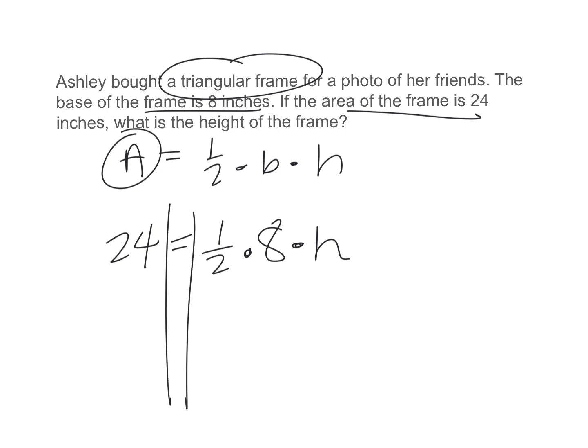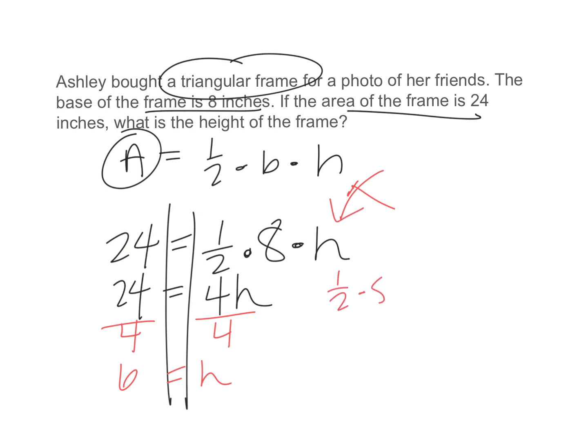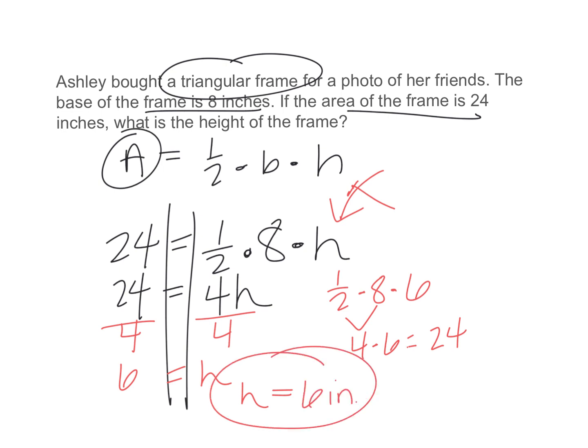So we can do our railroad tracks and do 24 equals 1/2 times 8 is 4, so 4h. Then let's divide both sides by 4. And we would end up with 6 equals h. And then if I plug that into there, 1/2 times 8 times 6, 1/2 of 8 is 4 times 6, and we get 24. So if I go back to here, and I'll just write it right down here, h equals 6 inches. So the height would be 6 inches.